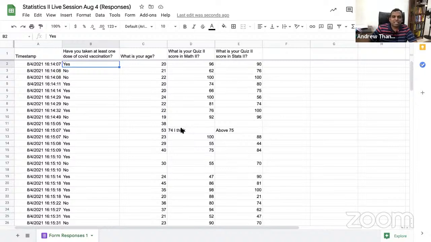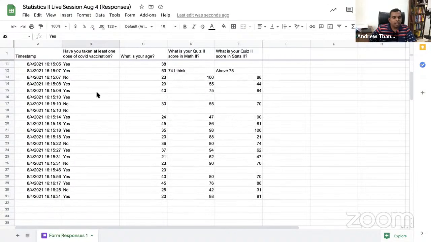Don't put 74 or above 75 and all that. I can't compute averages with that. Somebody has put 74, I think, and above 75. So it's difficult for me to compute statistics with that. But anyway, I will change it later. You can also change it. Just enter numbers or something.